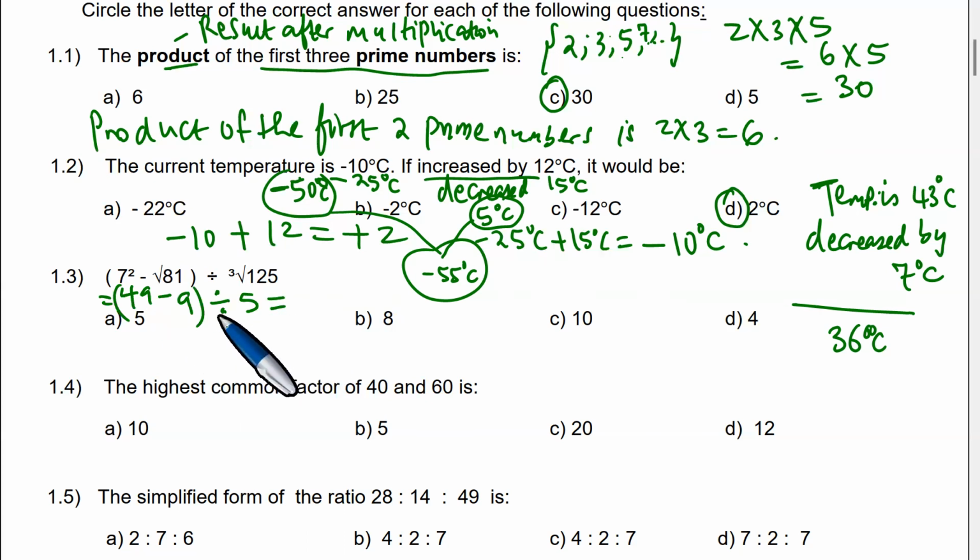What is 49 minus 9? 40. It's 40. 40 divided by 5. What is 40 divided by 5? 8. It is 8. So the correct answer is B.